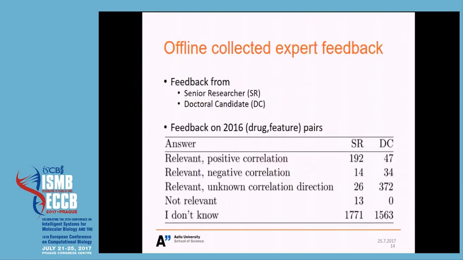And here's a quick look at what kind of information we collected. In this initial study, we collected feedback from two experts. One of them is a senior researcher and the other one is a doctoral candidate. And we asked them to evaluate the relevance of over 2,000 drug feature pairs. Here we didn't include all the possible mutations because we had over 3,000 of them. That would result in 3,000 times 12 drugs, over 10,000 questions that the experts would have had to answer. That wouldn't have been feasible.